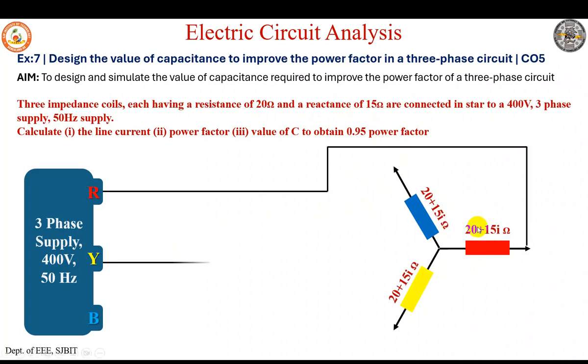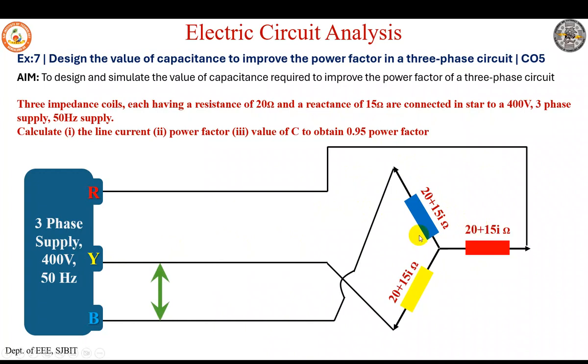So R is connected to loads, and this voltage is the line voltage, mentioned as 400. Between any one line and the neutral is known as the phase voltage. The formula is line voltage by root 3, that is 400 by root 3. We get the value as 230.94 volts. So this is the diagram, which is not given. You have to draw it based on the given problem.